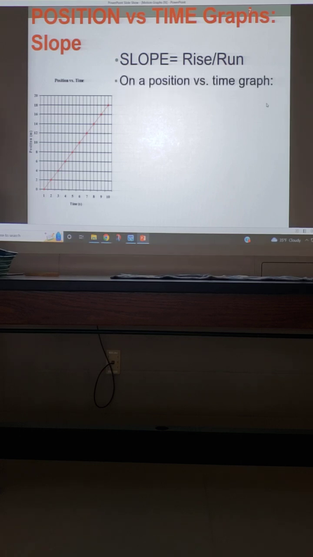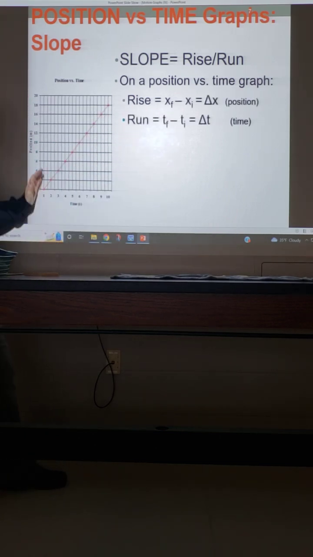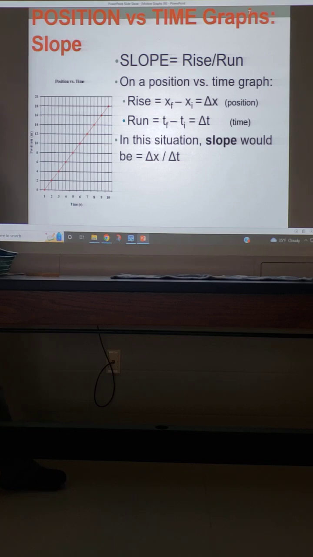Okay, so we know that on a position versus time graph, our rise or our change in position over our run is really our change in time. Well, that matches our speed and velocity equations. So really we're getting a change in position over a change in time, which matches our equation, which is why the slope of these graphs show us speed or velocity.